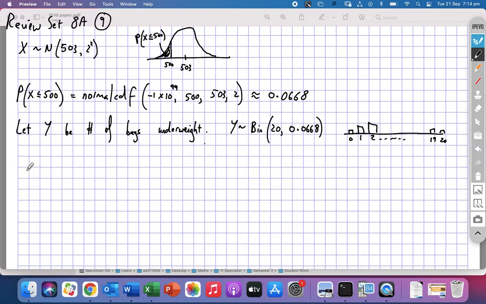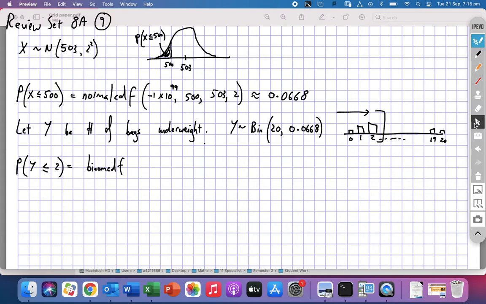This is a question that you've got to look out for, where they go from normal distribution to binomial distribution. So we could say, what's the probability that Y, the number of bags underweight, is smaller than or equal to 2? Now, my calculator, when I do binom CDF, it's going to start counting from the left that way, and I want to stop at 2. Right?